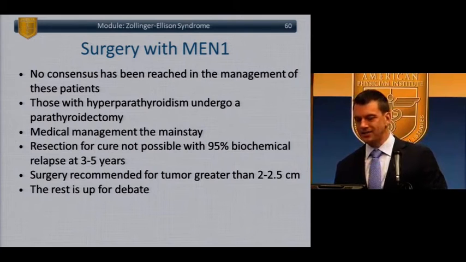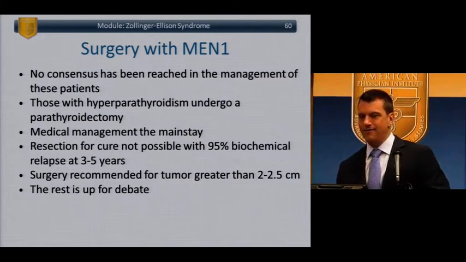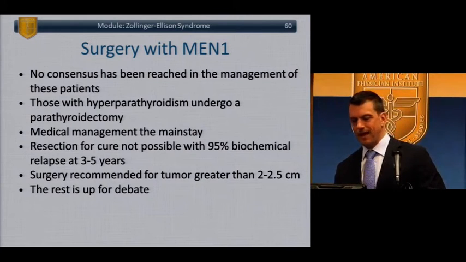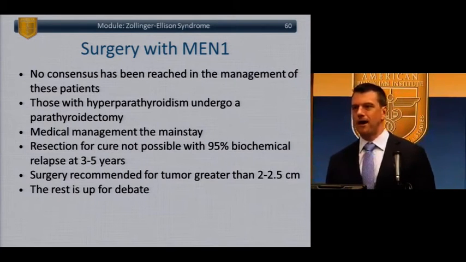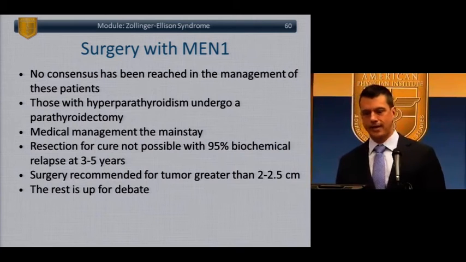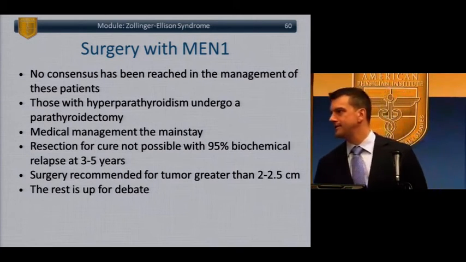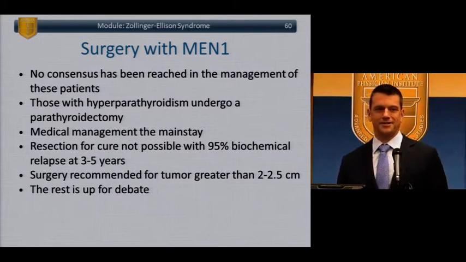There's no consensus really on the management of surgery in MEN1. If you have hyperparathyroidism, undergo parathyroidectomy. Medical management is going to be the mainstay. Resection for cure is not possible, where there's a 95% biochemical relapse in 3 to 5 years. And that's why some of this surgery is really buying you time or getting to reduce that tumor mass. For tumors greater than 2 to 2.5 centimeters, it is recommended that they undergo surgery. The rest of this is kind of still up for debate.